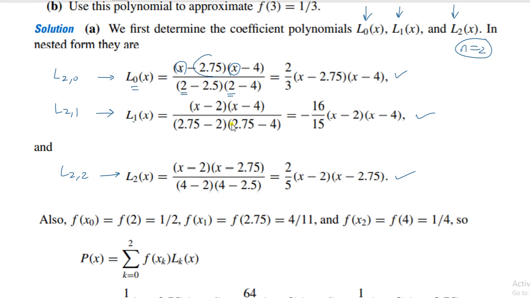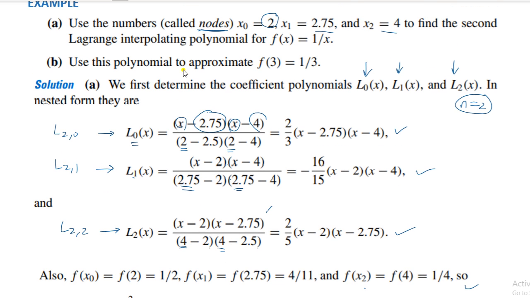What was x1? This was 2 minus 7, 5. That is missing here. And here the last one is missing, x minus 4 is missing here, right? That's why you see 4 here. Whatever is missing, you see in the denominator. Now these points are also given to us, f of x0, f of x1, and f of x2. These all are given to us because the function is given.